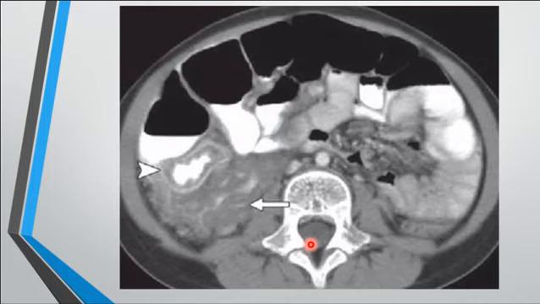Sure. If you don't have the history of neurofibromatosis, you will start giving all kinds of differentials. It can be lymphoma, can be metastasis, can be soft tissue tumors, whatever you like.